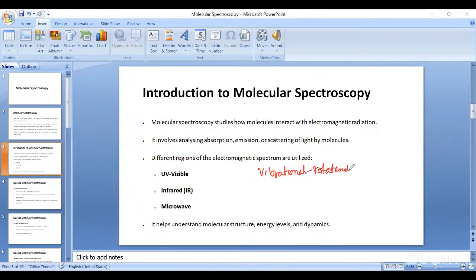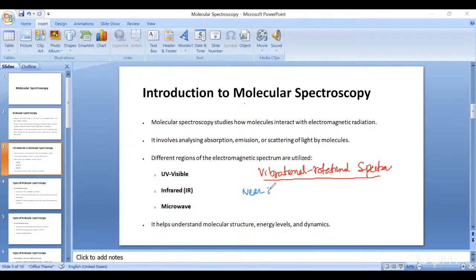Vibrational rotational spectra we are going to discuss. This spectra is observed in the case of absorption, and that too in the near infrared region.